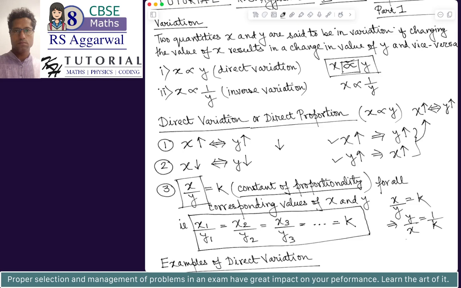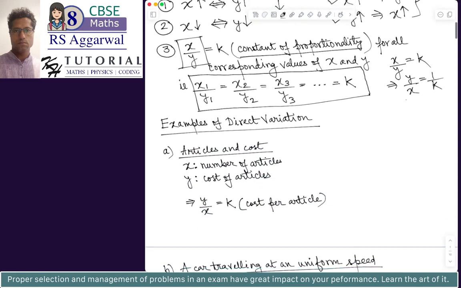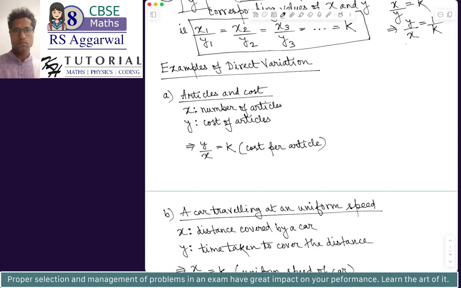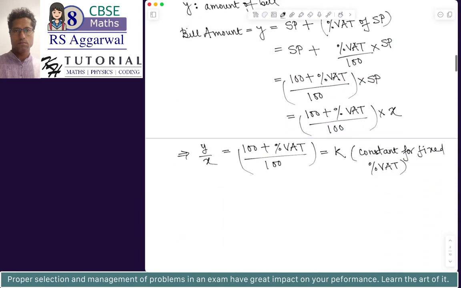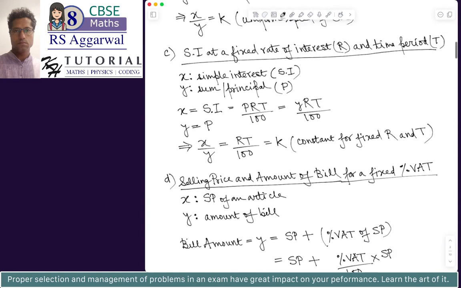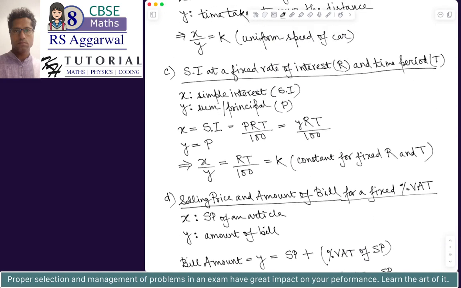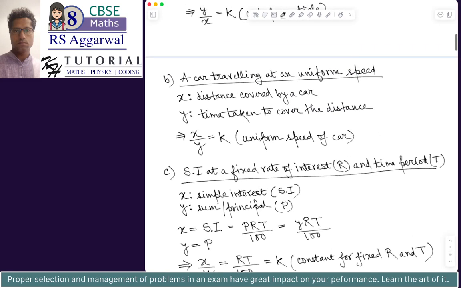Okay. Now let's discuss some examples from real life of two quantities that vary directly or that are in direct variation. So I have A, B, C and D, four examples. Now there are numerous other examples that you can look out for in your textbook. While you solve problems, you will come across many such examples from real life. I have only considered four examples for the sake of discussion.